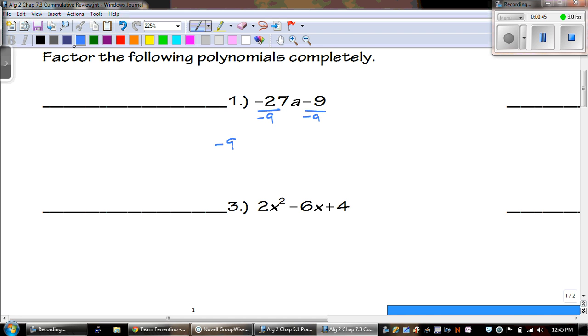So the GCF comes out front, and then we write the remainder inside of the parentheses. So negative 27 divided by negative 9 is positive 3a. And then negative 9 divided by negative 9 is a positive 1. And there's nothing else that we need to do, so that's our final answer. So I will put that on the line.